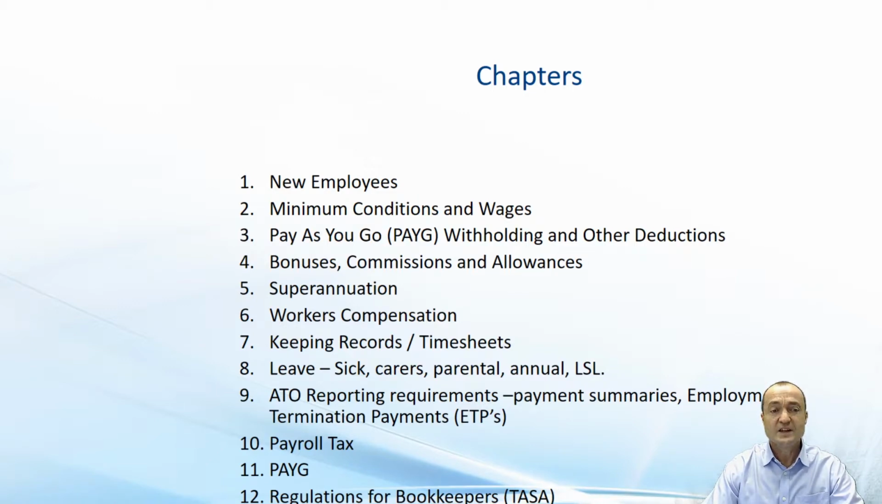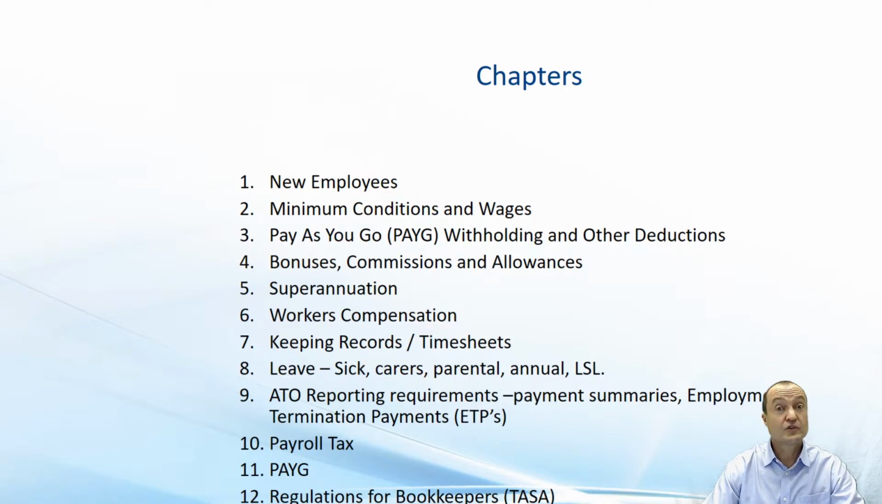Chapter 4 is looking at bonuses, commissions, and allowances. And in this chapter, we will be doing some manual calculations. The reason being is a lot of software programs that you buy off the shelf don't do the calculations correctly. You'll need to do your own manual calculation and override what's calculated in the software.